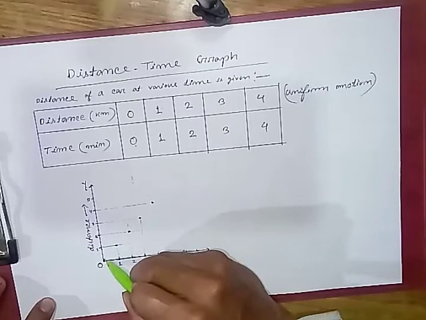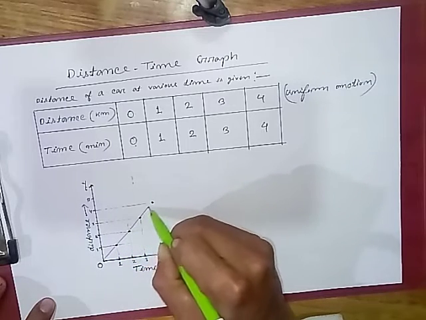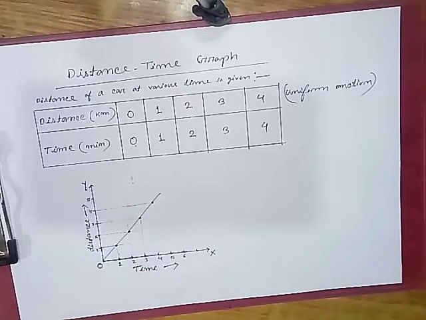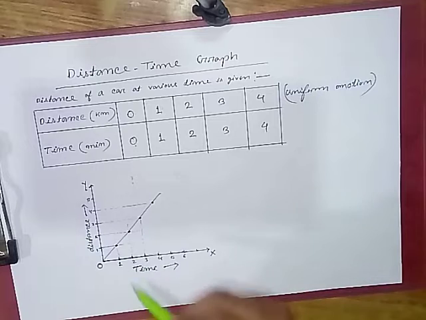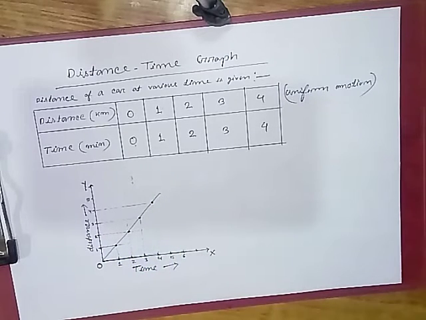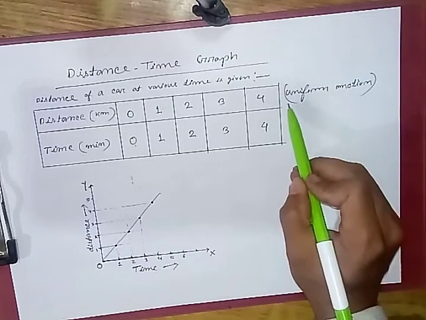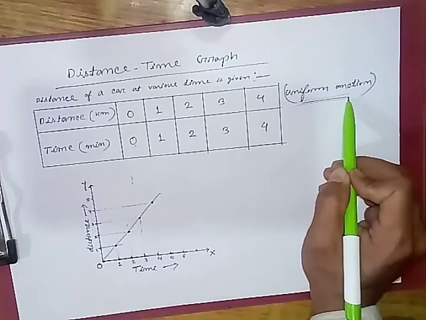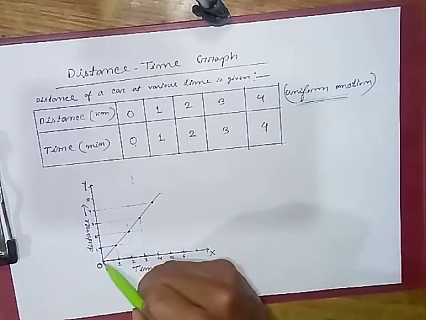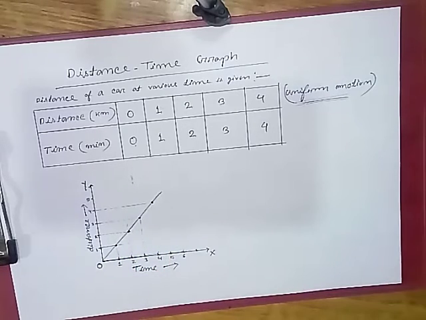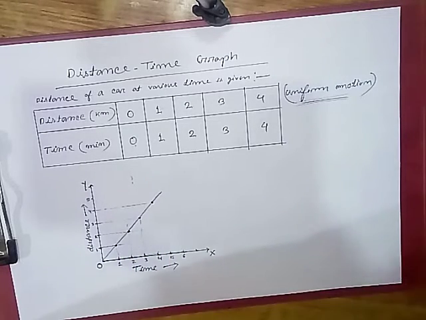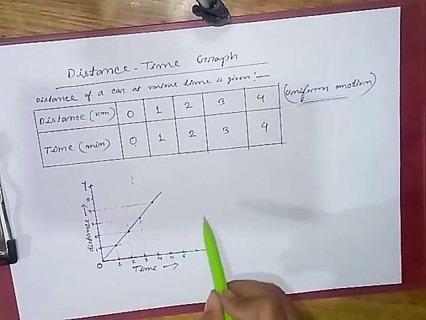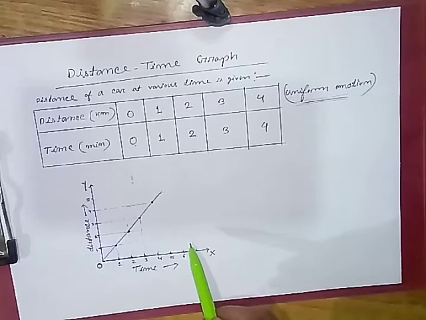Now you join all the points. So what do you obtain? You get a straight line. Therefore, we can say that for uniform motion, if we draw a distance time graph, then we will always get a straight line. And this is the distance time graph for uniform motion.